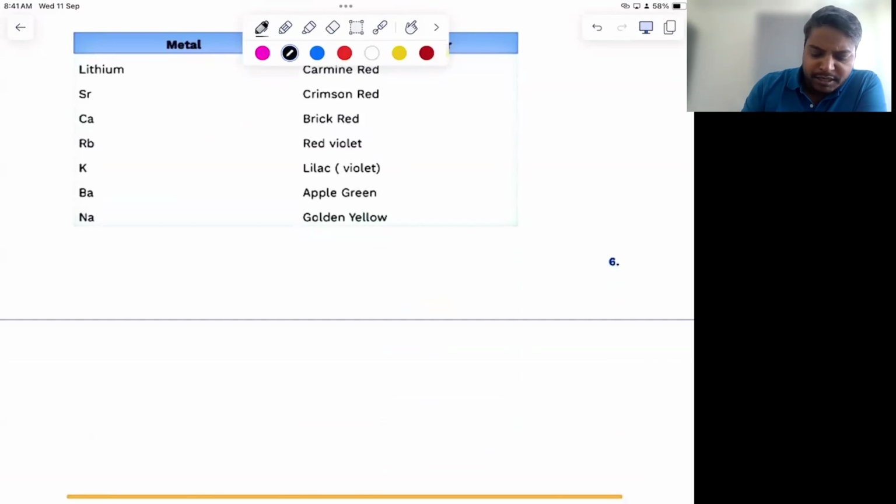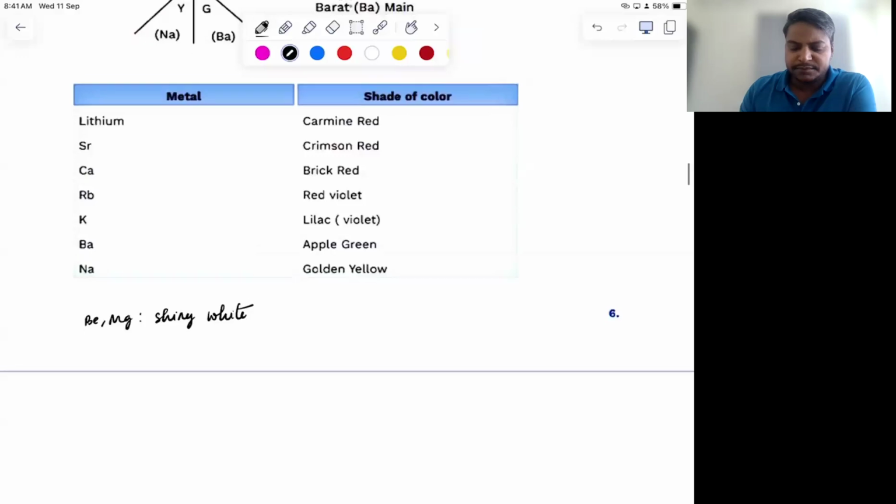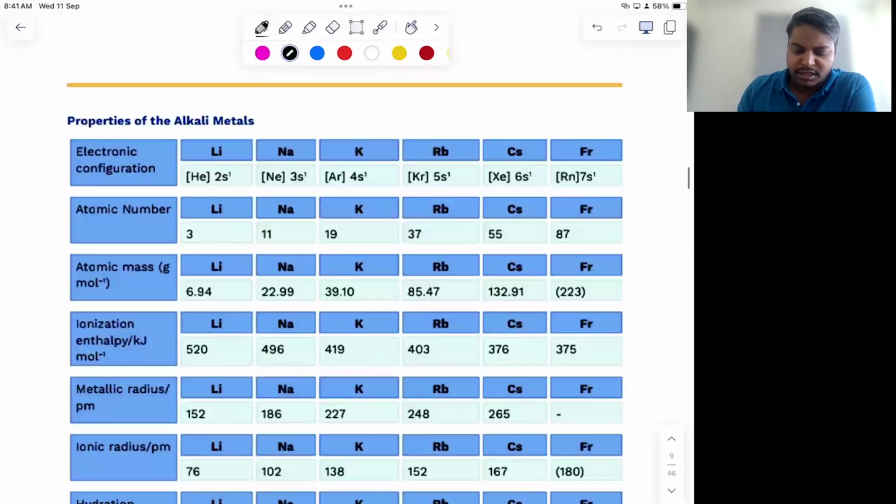Beryllium and magnesium would give just shiny white, and no other colors are observed in this case.